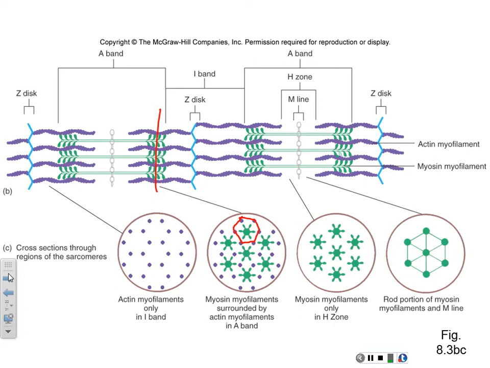The darkest bands will be where the myosin and actin overlap. The lightest bands will be where the thin filaments alone are located, which is the I band, right? This one will be lighter, but because it's the H zone made of the thick filaments, it's at least darker than the I band. So that's why you have dark bands, light bands, medium bands, and that is what creates the striations. All right? Did you see that? All right, very good.